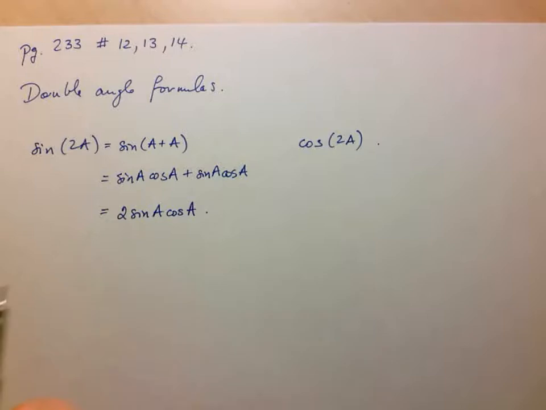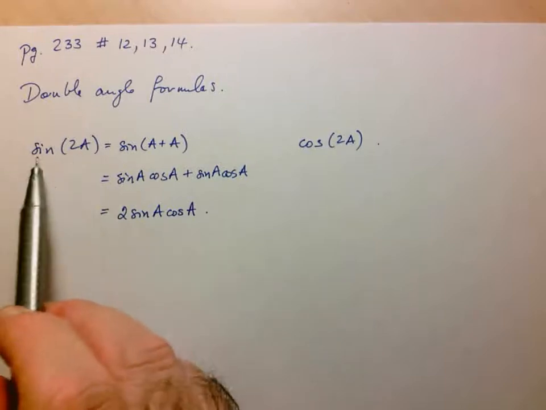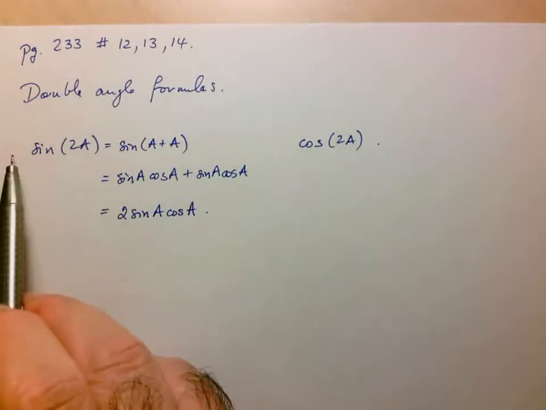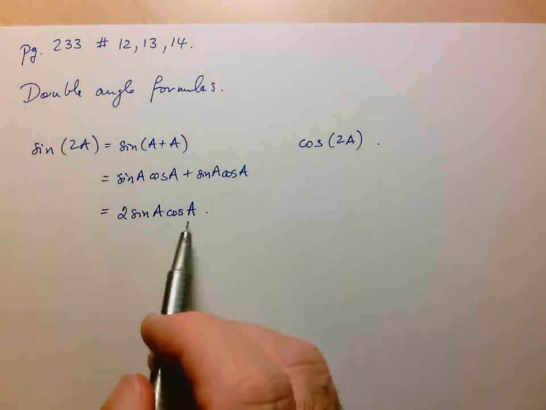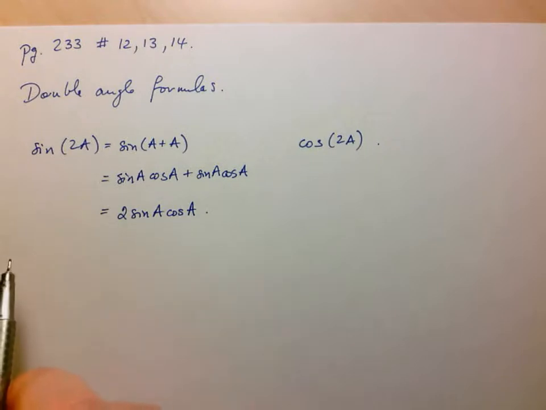So first thing to notice is that sine 2A is not equal to 2 times sine A. While that would be a nice property, that's not correct, but it is equal to something relatively simple. So there's your double angle formula for sine.